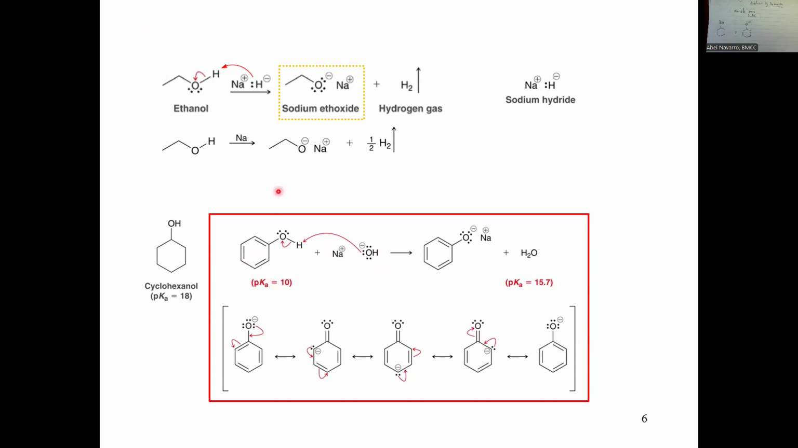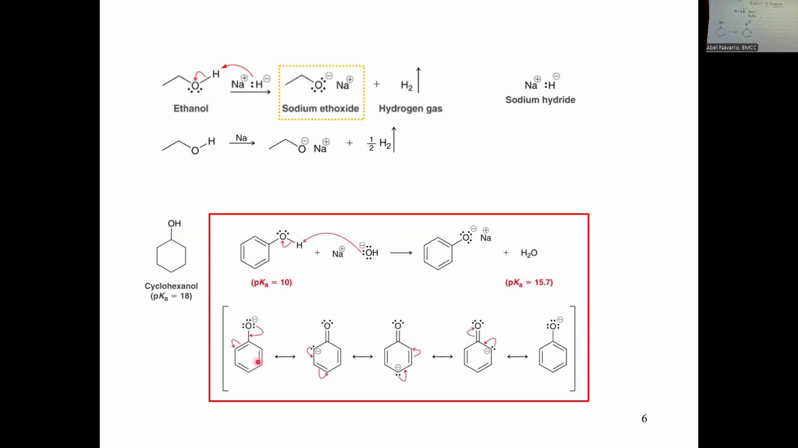But Professor, can I also use sodium and sodium hydride for phenol? Absolutely yes. You can use sodium and sodium hydride also for phenol. This strength is not needed, but you can still use it. But it would be more appropriate to use sodium hydroxide. Can I use sodium hydroxide for ethanol or cyclohexanol? Yes, you can still use it, but remember that the yield, the amount of deprotonation you will get, will be very, very small. You can still do it, it will deprotonate it, but in a very small percentage.